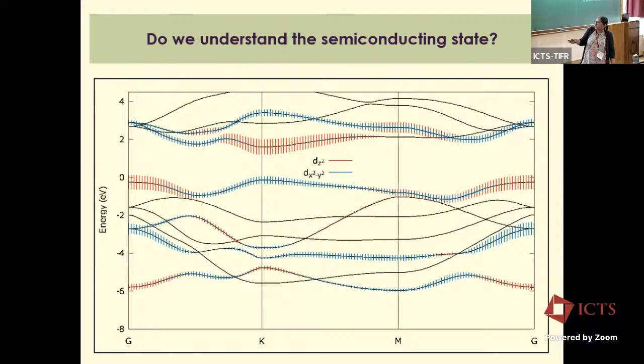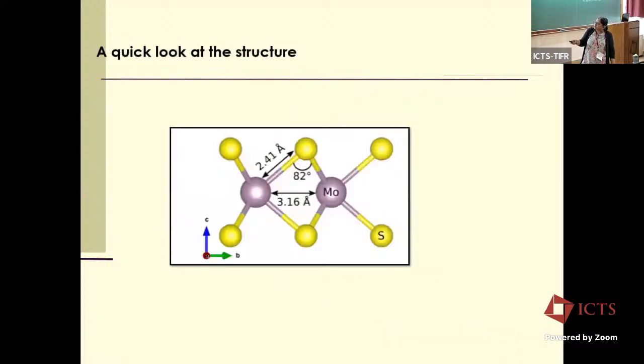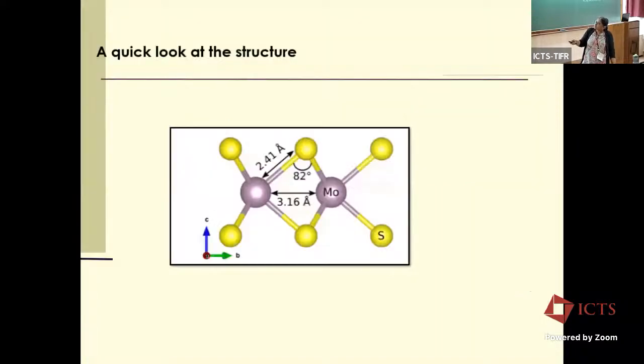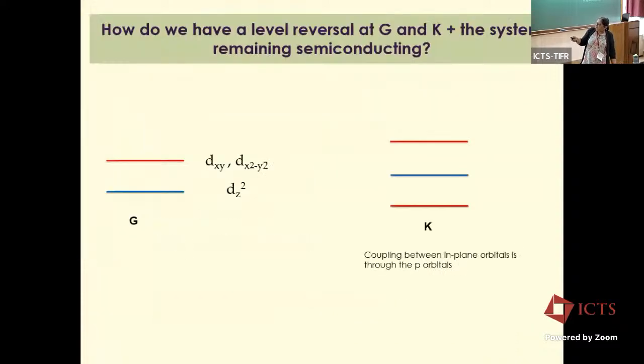So within a D-only model, we could probably explain some part of the band structure, the gap opening up at some non-high symmetry points, considering an interaction between the dx squared minus y squared in-plane orbitals and the out-of-plane orbitals. However, at this symmetry point, we wouldn't be able to explain why the system would be insulating. So essentially, you need to take into account the coupling between the in-plane p orbitals, which comes into play.